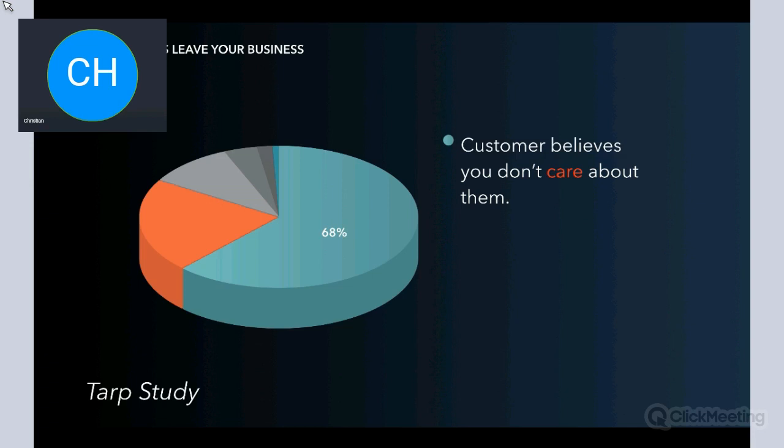Here's another stat from a top study on why customers leave your business. 68% of customers leave a business because they believe you don't care about them. 68%. It's not the product, it's not the price. I don't have the stats for employees, but I would bet that it's pretty much the same.